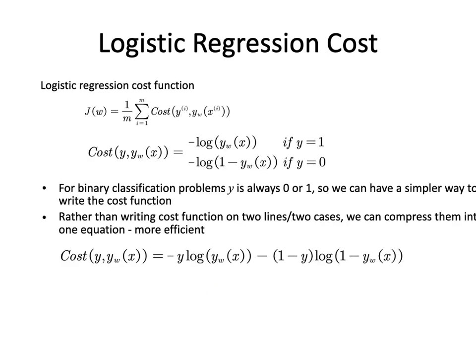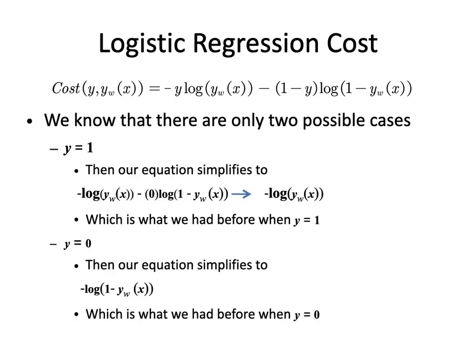So for binary classification problems, y is always 0 or 1, or the label is always 0 or 1. So we can have a simpler way to write the cost function. Rather than writing the cost function separately for two outputs, or in two lines or two cases, we can compress them into one equation in a more efficient way. And here is the equation of the cost function in a single line, and let us see how it is derived.